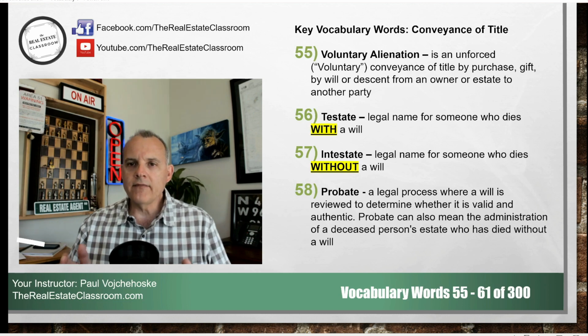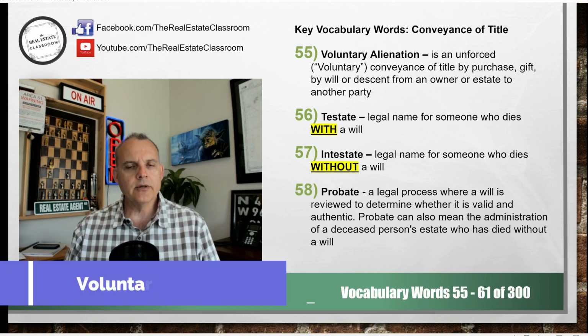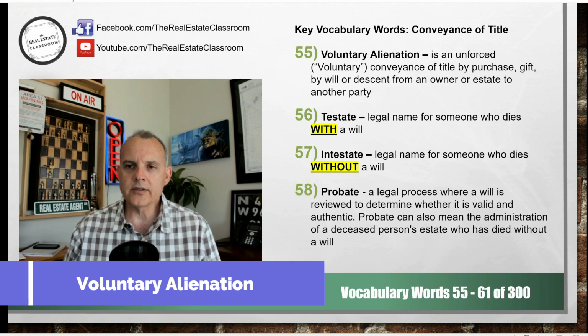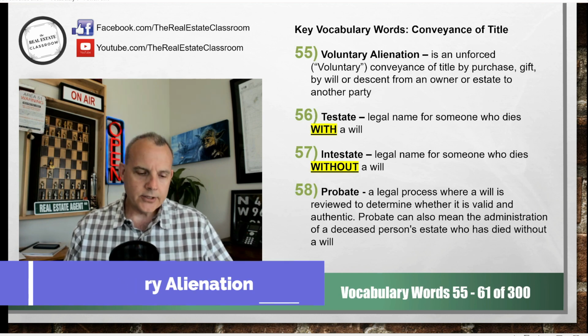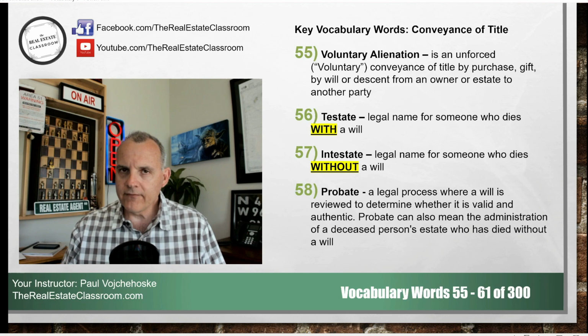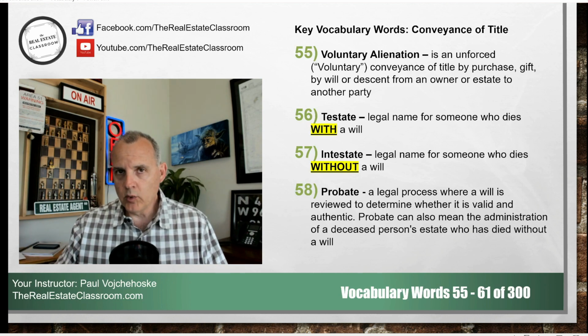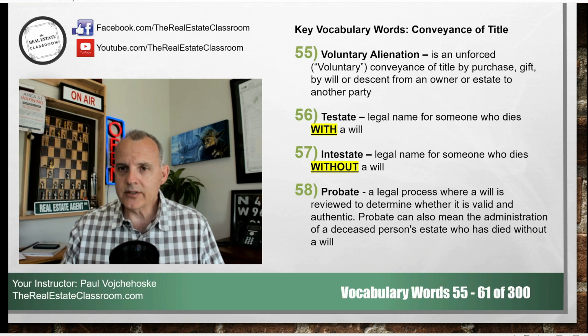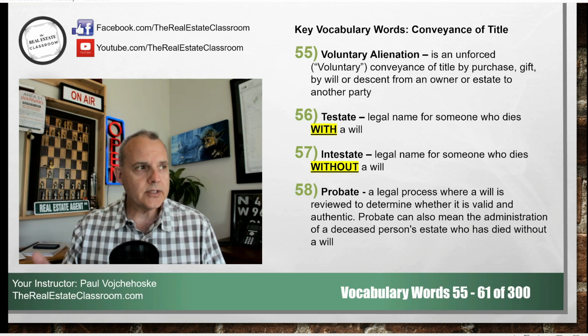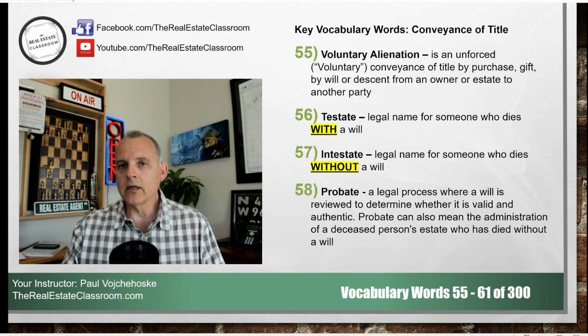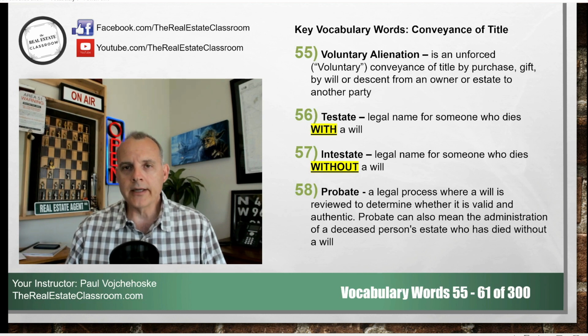Number 55, voluntary alienation. I'm sure you've already discussed this in your pre-licensing class, but voluntary alienation is an unforced or voluntary conveyance of title. That means voluntarily transferring ownership to someone else. Now, there are a couple of different ways that this happens. Number one is by purchase. Buyer and seller agree: the buyer agrees to purchase the property, the seller agrees to sell it, and then the seller voluntarily transfers title to the buyer.